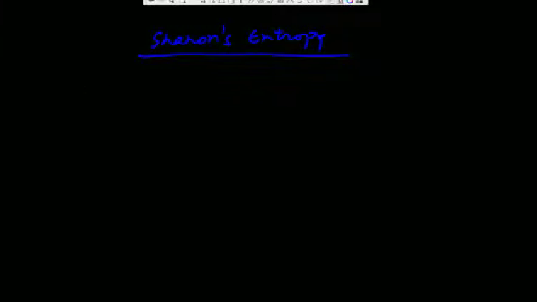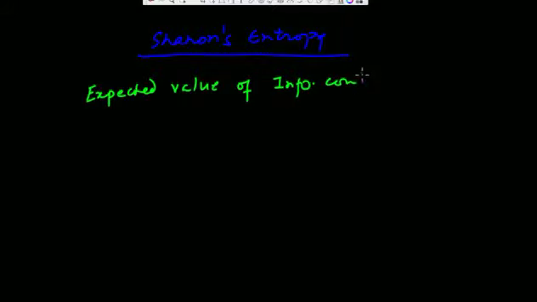Okay, so Shannon entropy is defined as the expected value of information content of the outcome of a random variable.